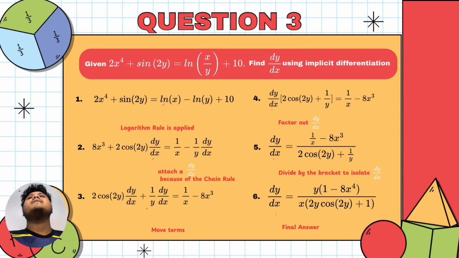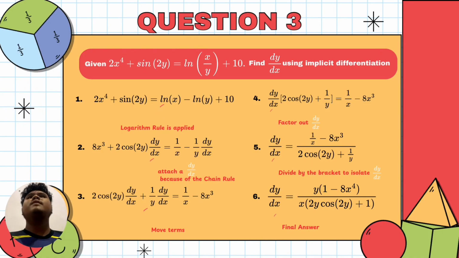Okay, today I'm going to present the third question. Given 2x^4 plus sin 2y equals ln(x/y) plus 10, we need to find dy/dx using implicit differentiation. The first step, before differentiation, is to simplify the right side using the logarithm rule. We split ln(x/y) into ln x minus ln y. It saves us from doing a messy quotient rule later.